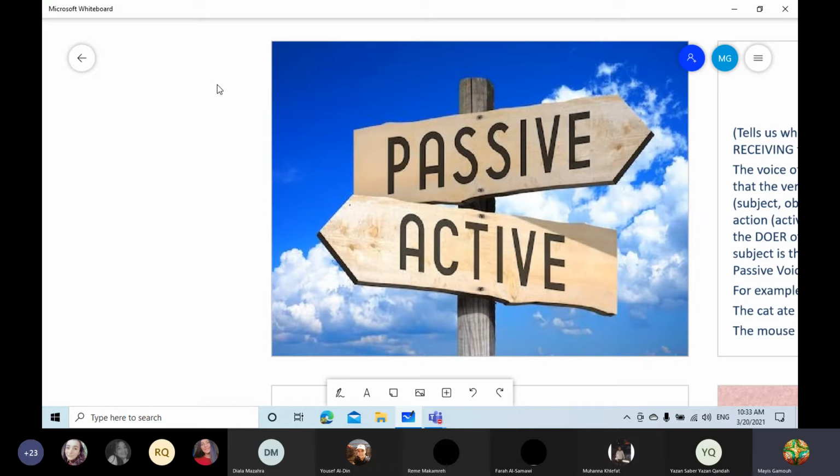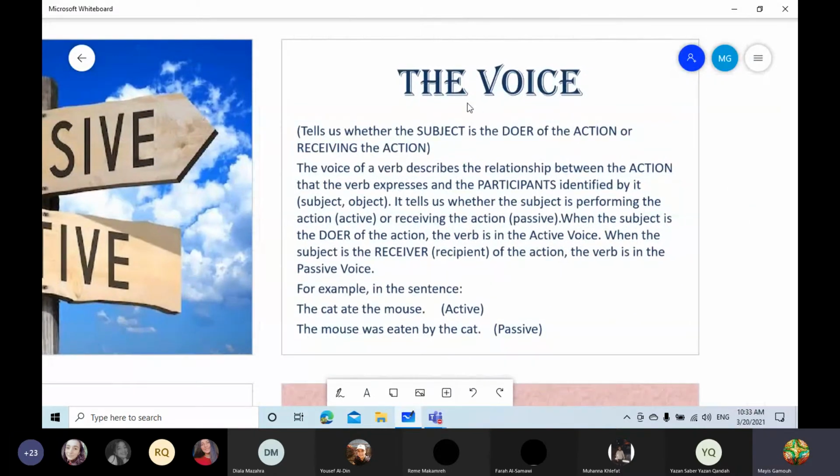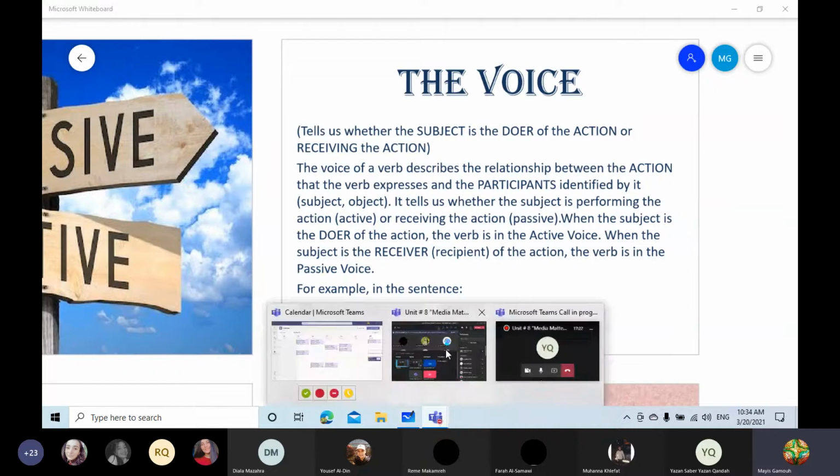So we said today we are going to talk about the passive voice. But before talking about the passive voice, let us get familiar with the word voice. What do I mean by the voice? Who can read the definition for me in here, and then we'll go back in order to explain it. Let me see hands.